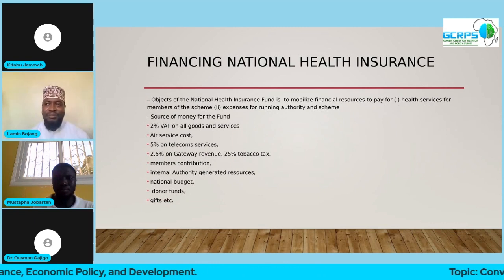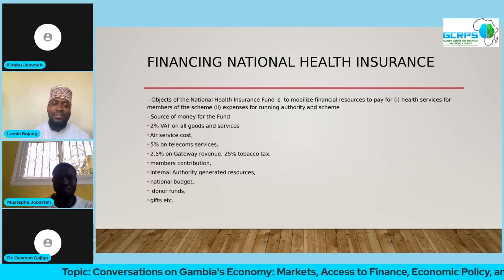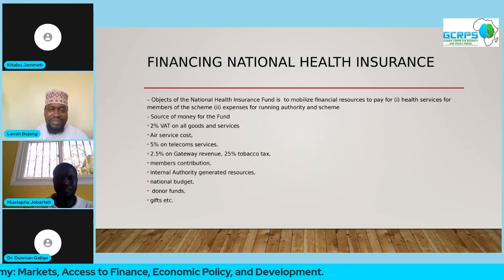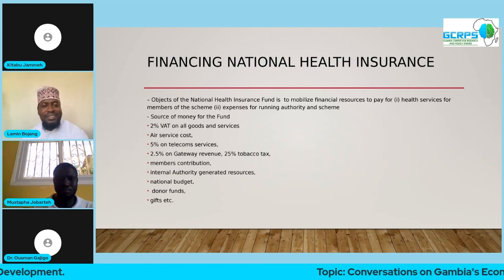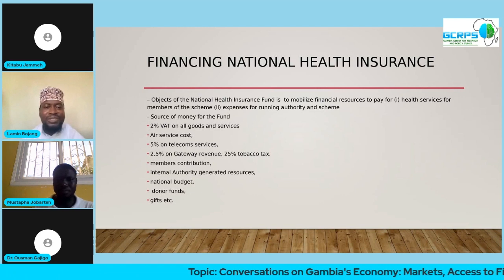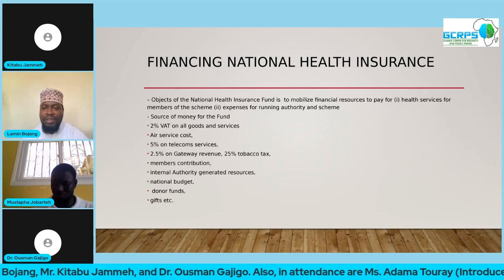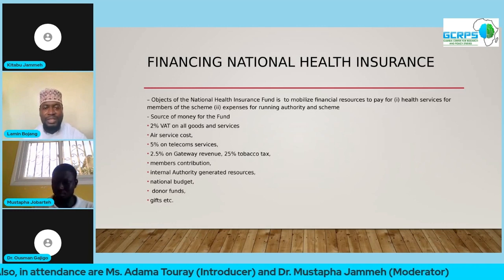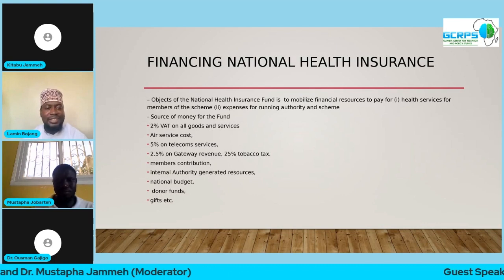So I just brought this up to show you the importance and seriousness of national health insurance and its implication on the economy. If you look at the National Health Insurance Act, the act basically identifies some areas whereby funds can be generated to pay for the national health insurance services in favor of members of the scheme, but also for the expense of running the authority and the scheme.